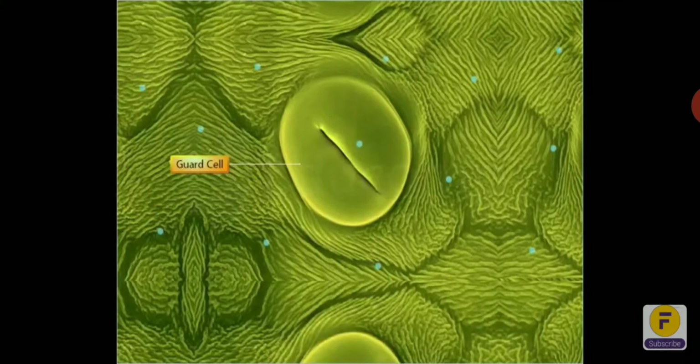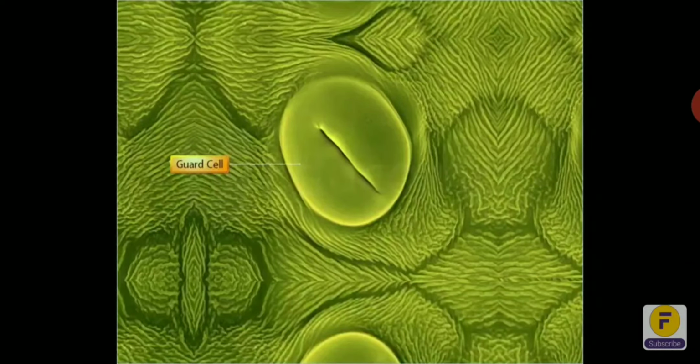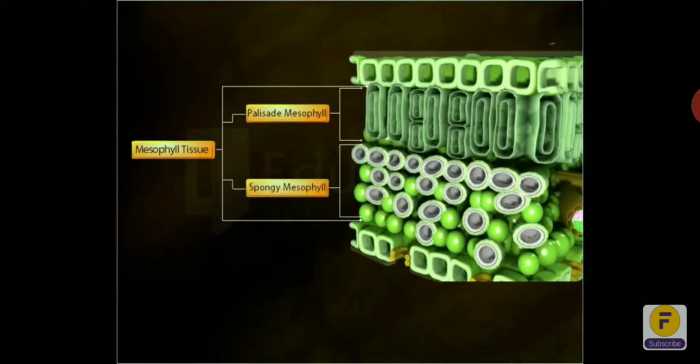When a lower water potential develops in the guard cells, water will enter into it by osmosis. As the cells become turgid, the part of the cell with the thicker wall cannot expand as much as the other side. So the pair of guard cells is pulled apart and the stoma opens. The mesophyll tissue is an internal part of the leaf where the process of photosynthesis takes place. It consists of two layers, the palisade mesophyll, which is the upper layer, and the spongy mesophyll, which is the lower layer. Let's learn about palisade mesophyll first.